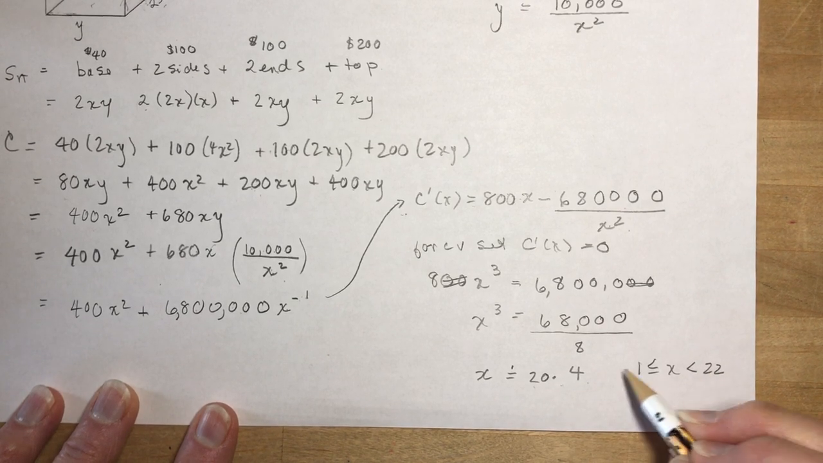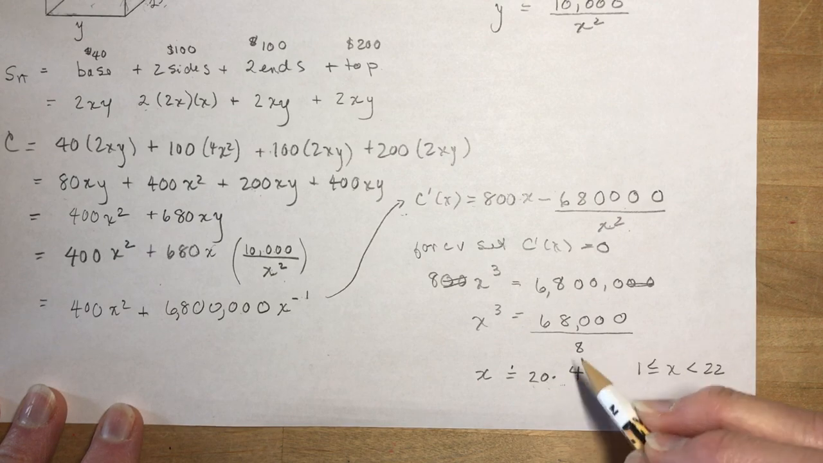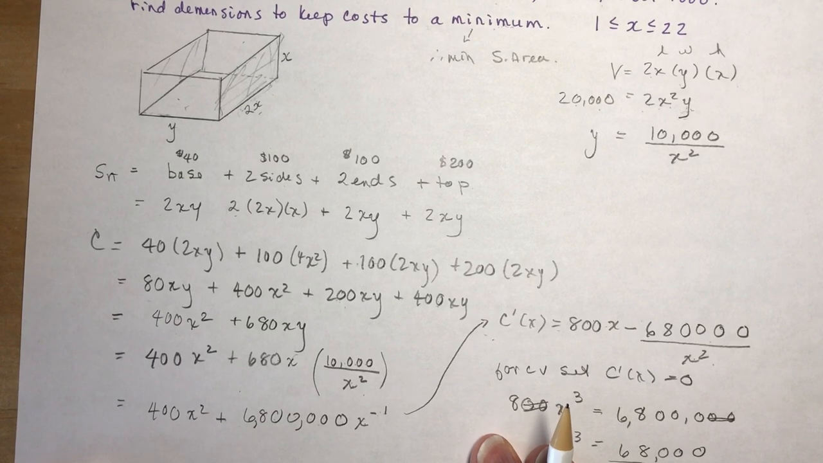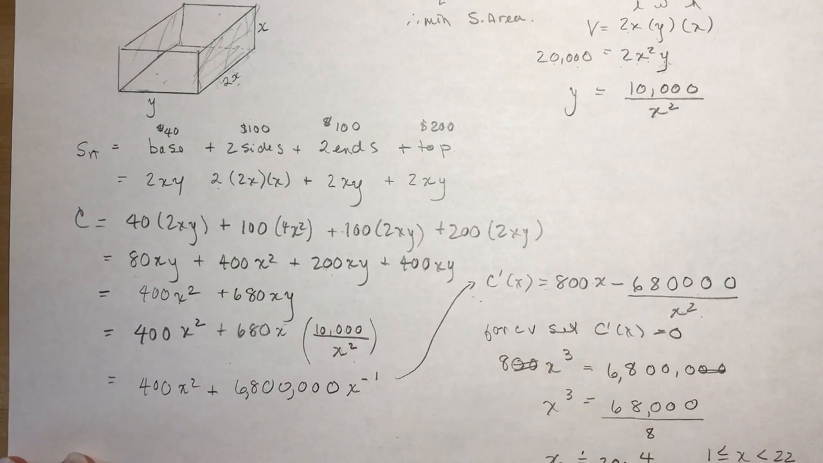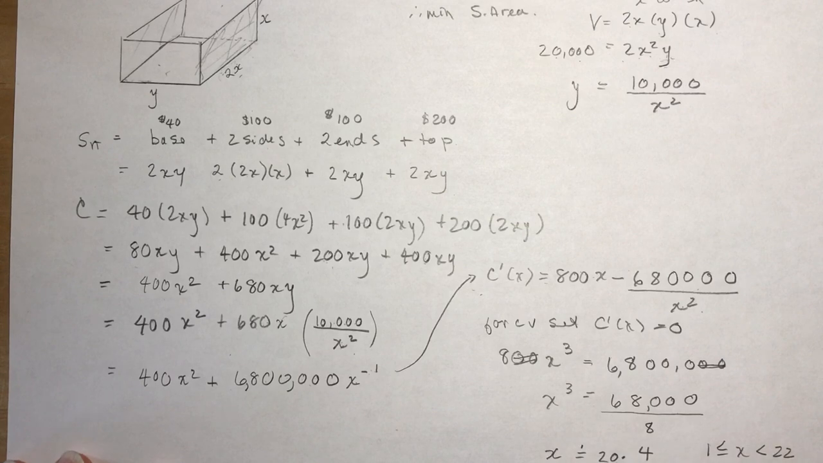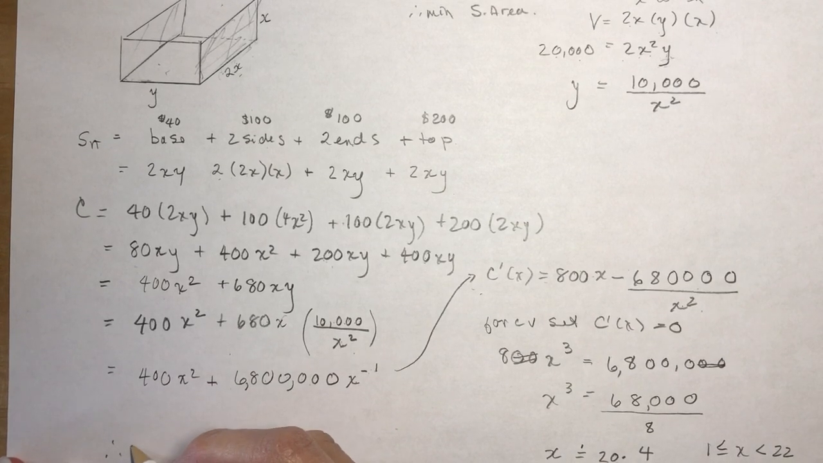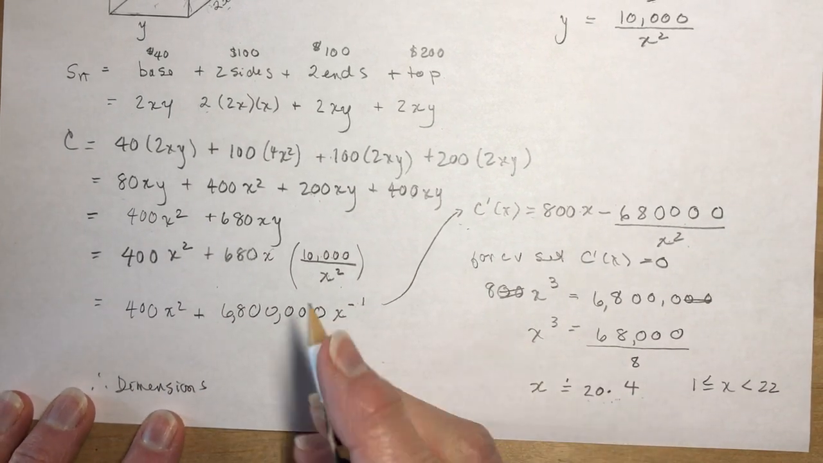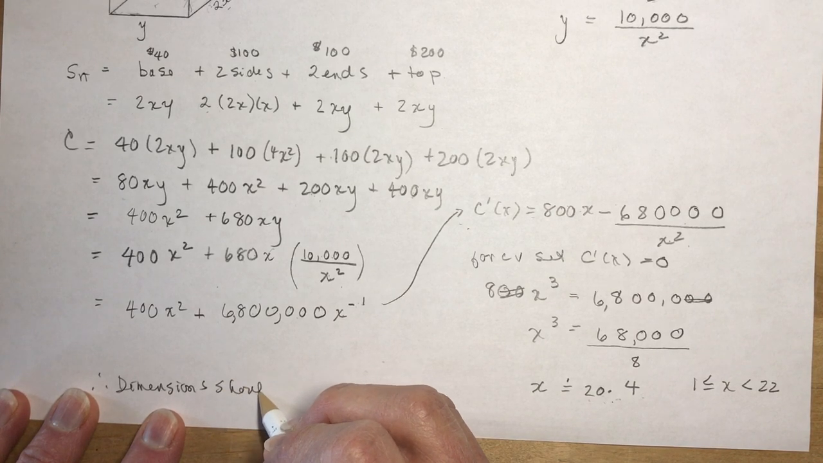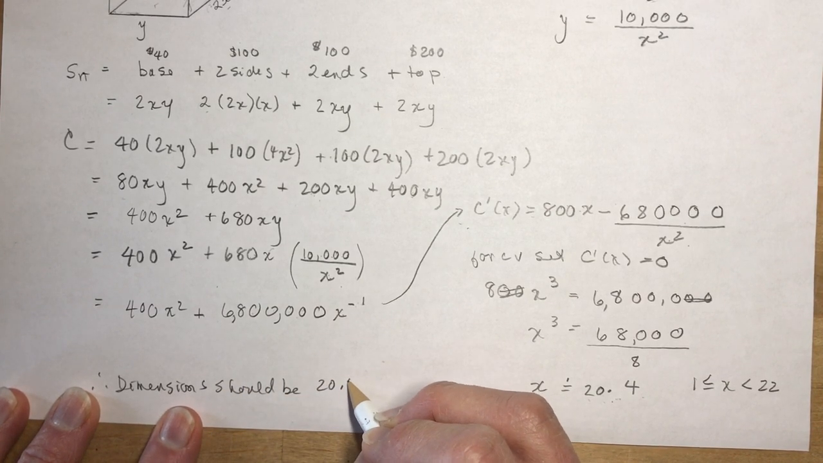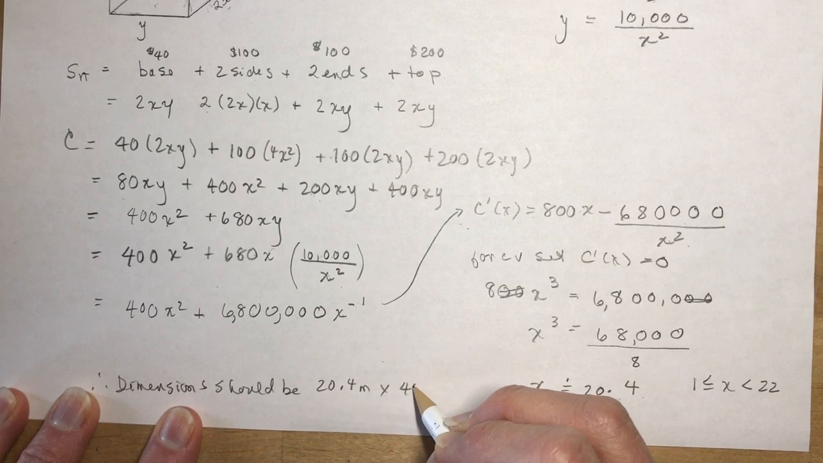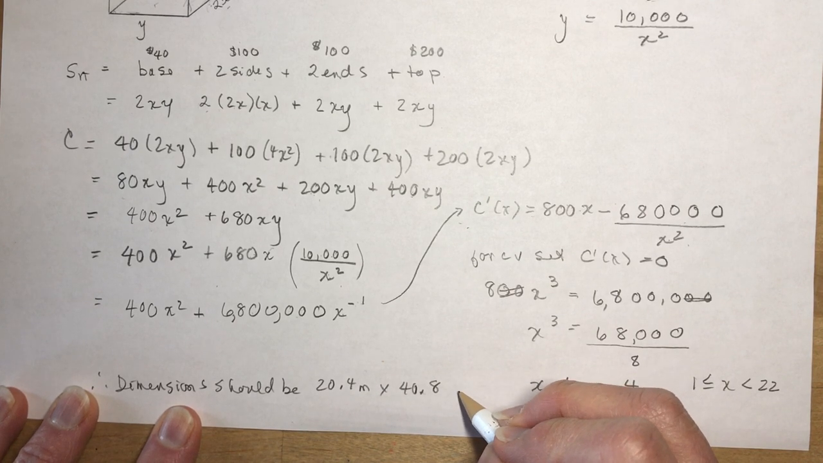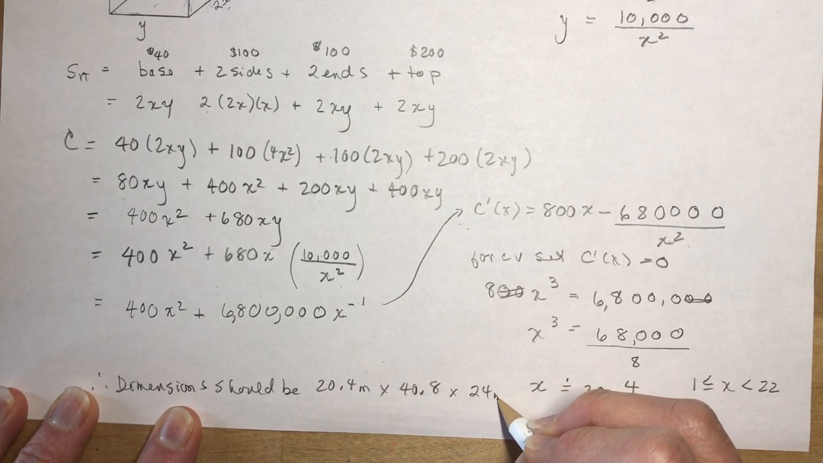So the x is 20.4, and we said that x had to be between 1 and 22. So that's okay, it fits, this 20.4 for my depth. And now I'm going to go back and plug in all the dimensions. So I need to know every one of them. Don't stop now. I'm just going to tell you what they are because that's pretty basic math for you. You can check your answer. Dimensions should be 20.4 times 40.8. That's twice it. And the y one is a little trickier to figure out, but it is 24 meters.